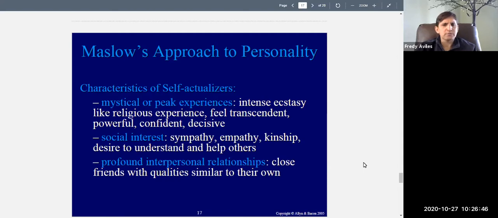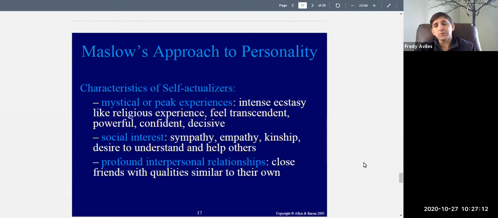Self-actualizers also have social interests. They have sympathy, empathy, kinship, desire to understand and help others. They love other people. They want to help them. They care for them. They don't hate others. They're not racist or prejudiced. They love other people and they want to help them. They want to commune with them. They want to be involved with them, right? That's social interest.